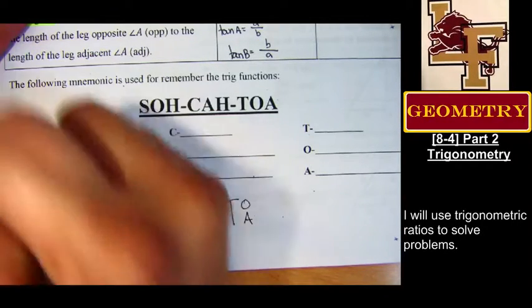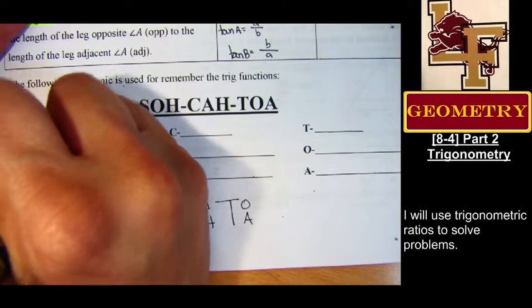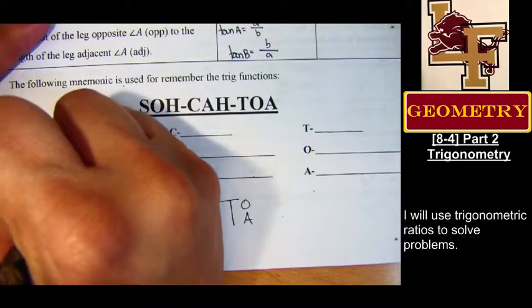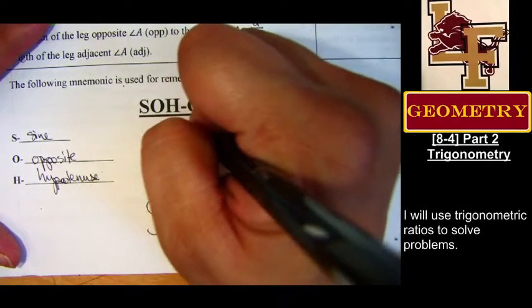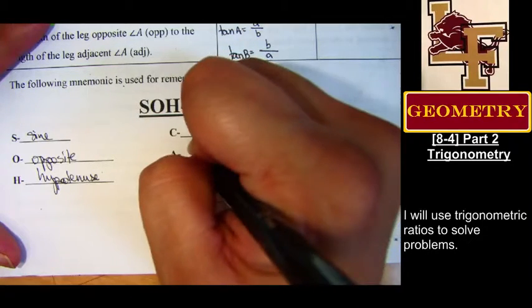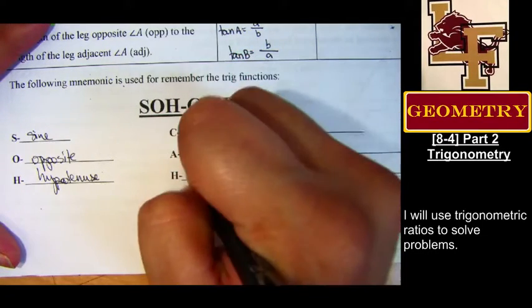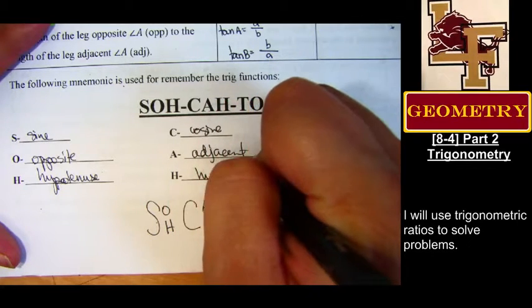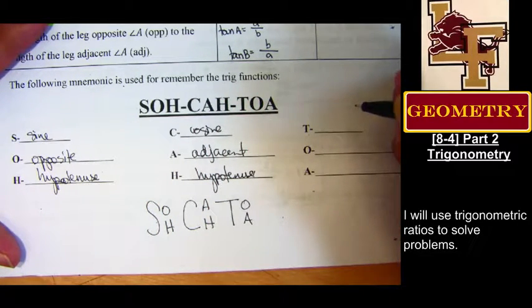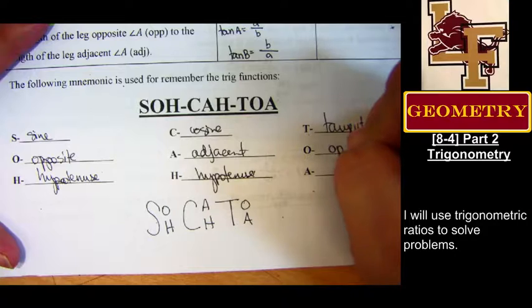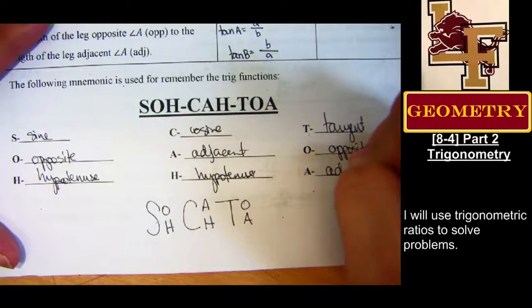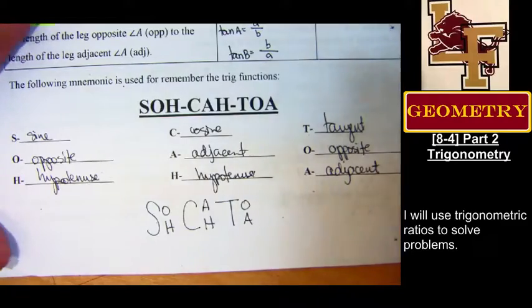Sine, opposite over hypotenuse. All right, someone else? Cosine, adjacent. Good. Someone else for the last one. Tangent, opposite, and adjacent. Good. Beautiful. Turn the page when you are ready. Meet me on the other side.